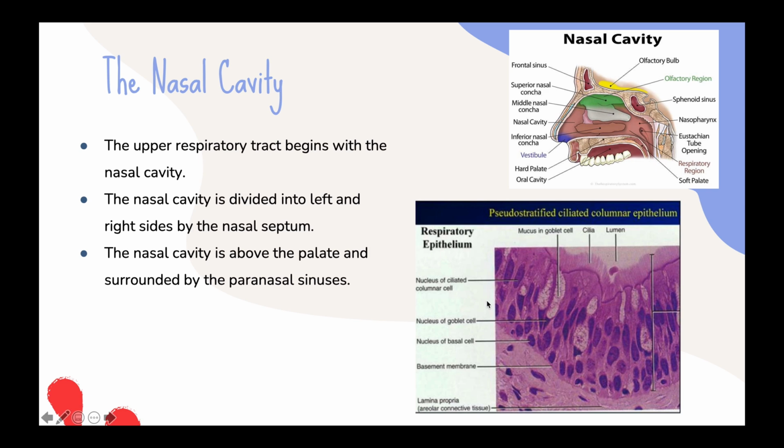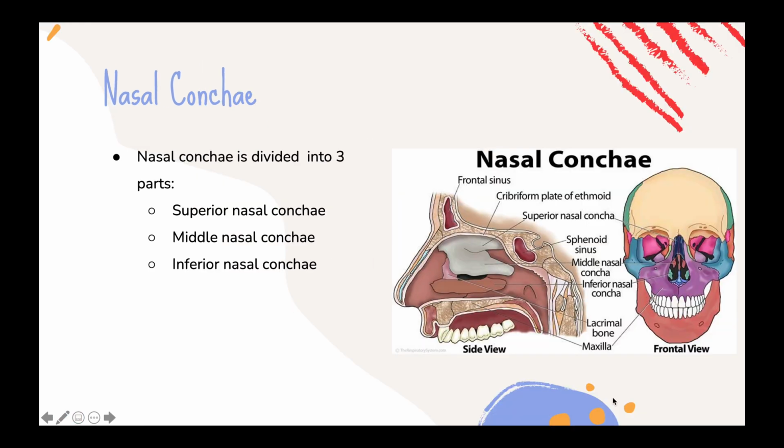So this is the respiratory epithelium, and it is a pseudo-stratified ciliated columnar epithelium. They have numerous goblet cells, and then they have a prominent basement membrane, and they also have the lamina propria. The nasal conchae. The nasal conchae are divided into three parts. There's the superior nasal concha, middle nasal concha, and the inferior nasal concha.